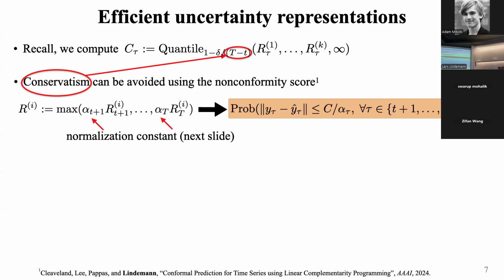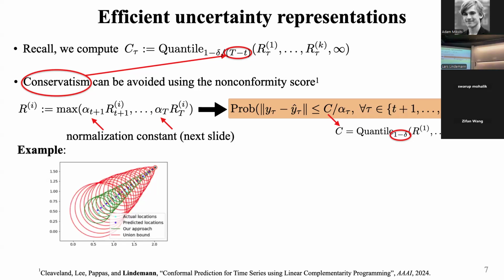You again get a multi-step prediction region where the tau step ahead prediction error is bounded by C, which importantly is now the 1 minus delta quantile over this nonconformity score, and you renormalize by alpha. If alpha is 1, nothing changes here, and if alpha is selected in a smart way, it will account for the different sizes of prediction errors at different steps. I think this is best illustrated with a picture on a small case study.